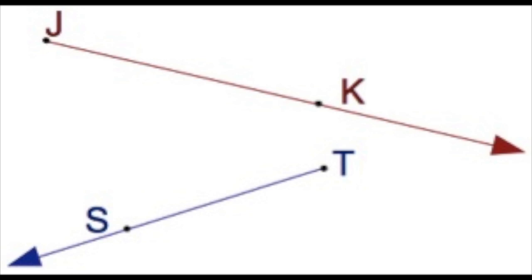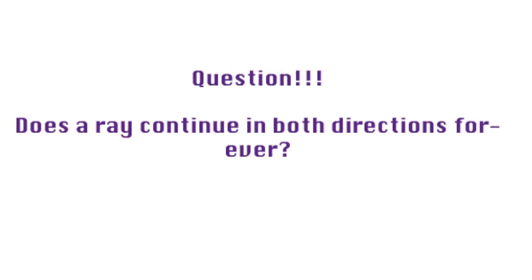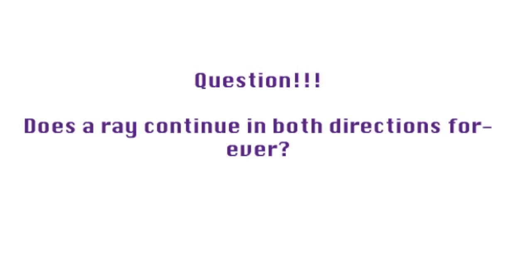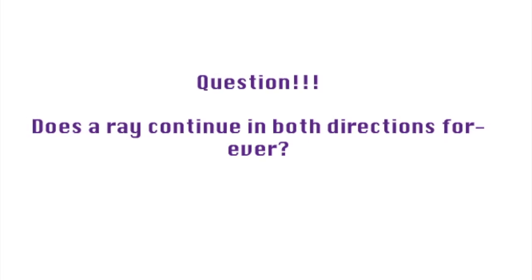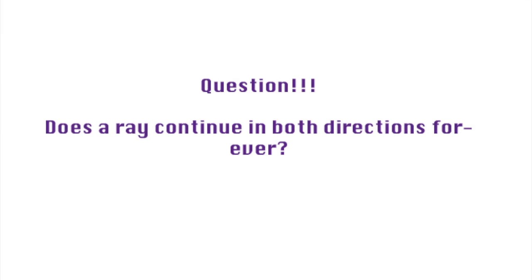A ray is a part of a line, starting at one particular point and extending indefinitely in one direction. So here's a quick question. Does a ray continue in both directions forever? If you answered no, you are correct. A ray only extends in one direction forever.